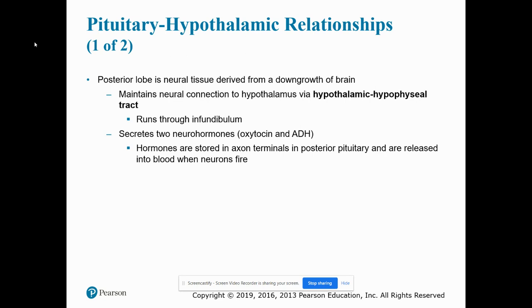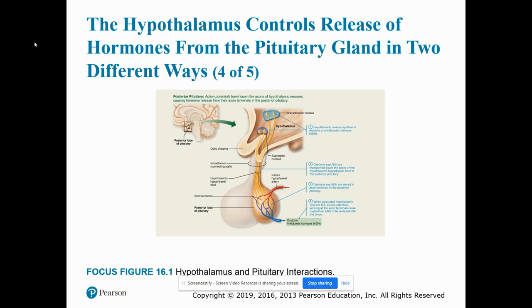It secretes, now this is really important, it secretes, does not create, it just secretes 2 neural hormones, oxytocin and antidiuretic hormone. And antidiuretic hormone is often abbreviated ADH. These hormones are stored in axon terminals in the posterior pituitary and are released into the blood when the neurons fire. So if we're looking at this, remember I said that the posterior pituitary is only secreting these hormones. It's not actually creating the hormones.